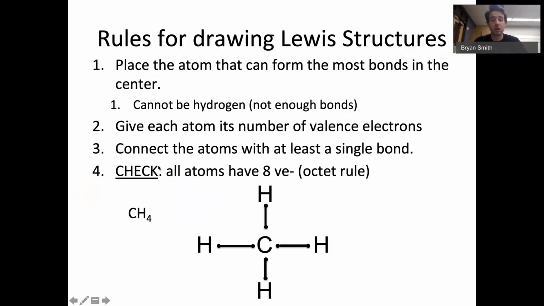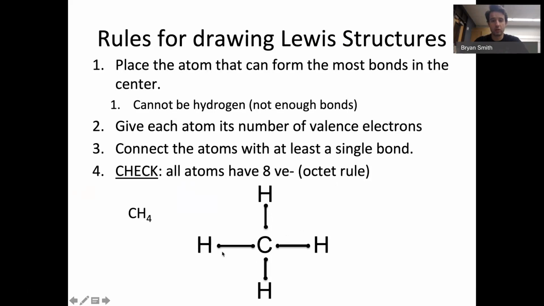Make sure each atom has the correct number of electrons it's supposed to have. So in this case, carbon needs to have 8 and hydrogen needs to have 2. Each 1 bond coming from hydrogen means they all have 2. So that's great. And carbon with 4 bonds coming off of it means it's got 2, 4, 6, 8. So 2 electrons from each bond, total of 8 electrons.